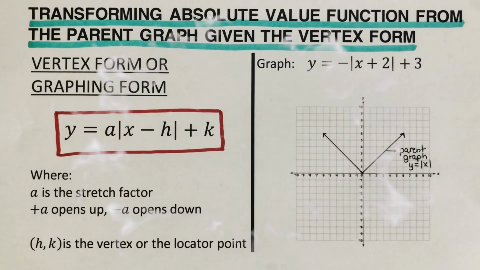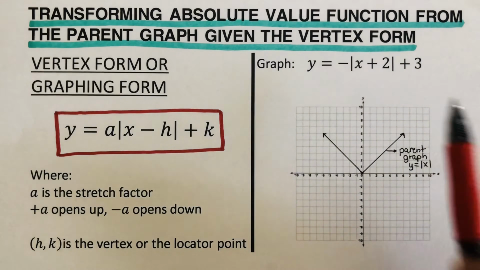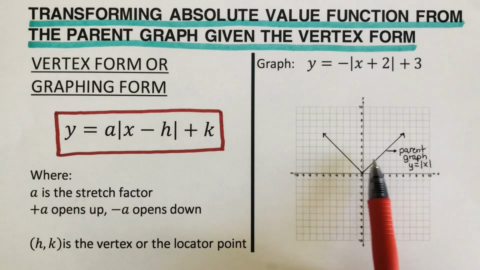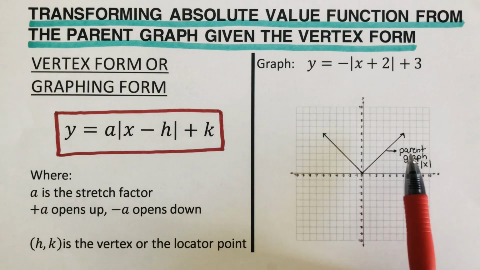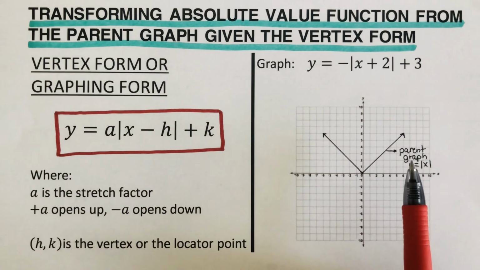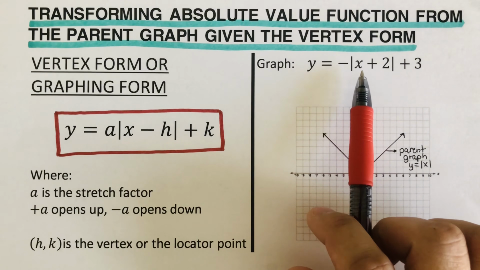Everyone. Today we will be transforming the absolute value function from the parent graph given the vertex form. So we have a vertex form right here. We also have a parent graph of the absolute value function. What we are going to do is come up with another graph that would fit this equation over here.